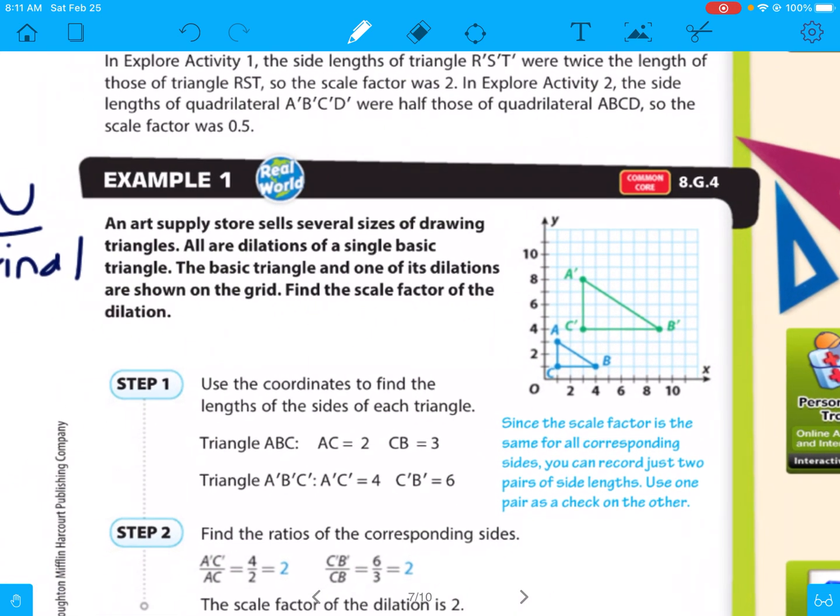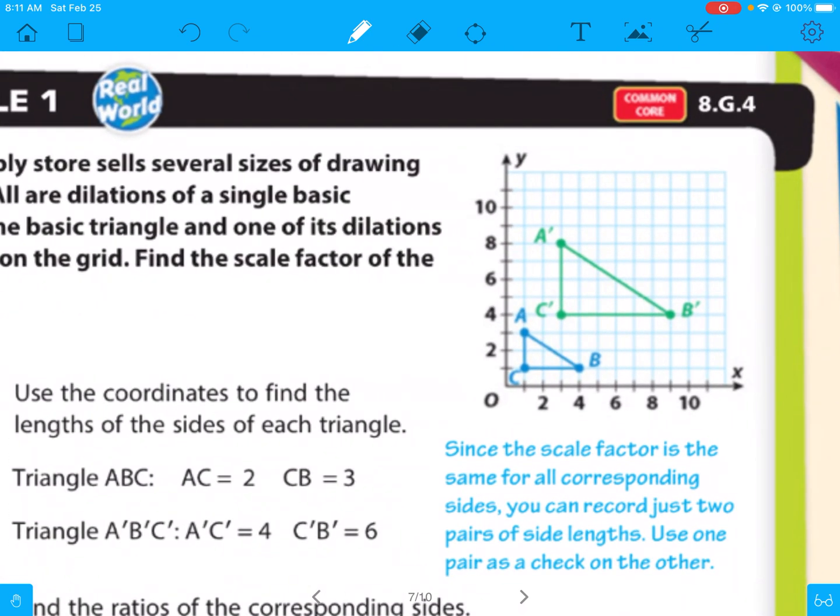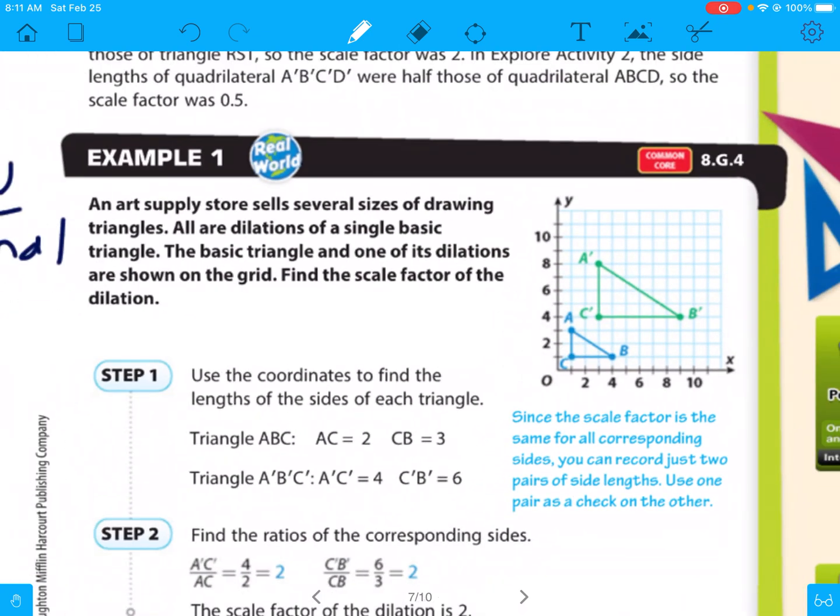So if you look here, an art supply store sells several sizes of drawing triangles. All are dilations of a single basic triangle. The basic triangle and one of its dilations are shown on the grid. Find the scale factor of the dilation. So remember, new divided by original. Your new is always going to be your primes. So if you look from A prime to C prime, your new one is going to be, if you count up the boxes or unicorns if you're Peyton, 1, 2, 3, 4. So A to C is 4.